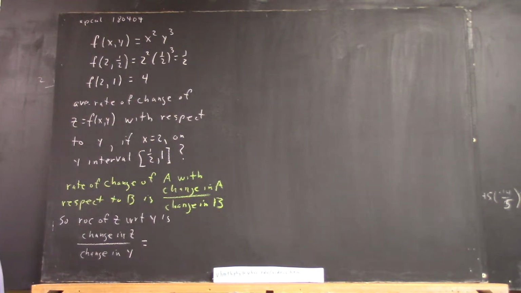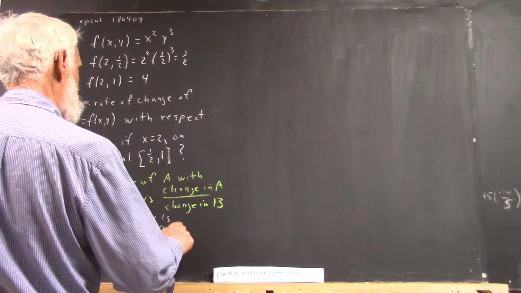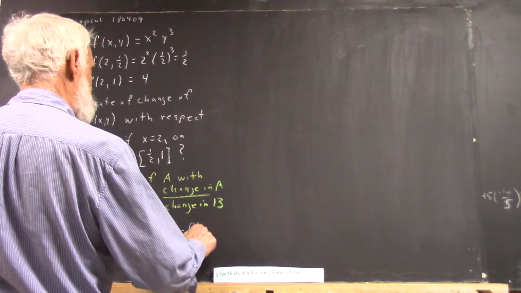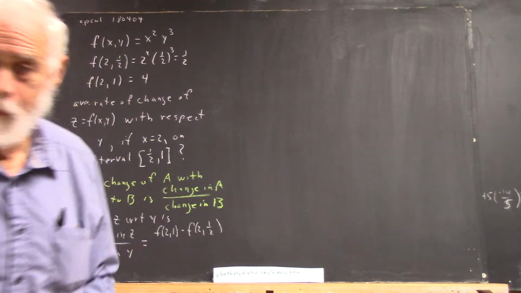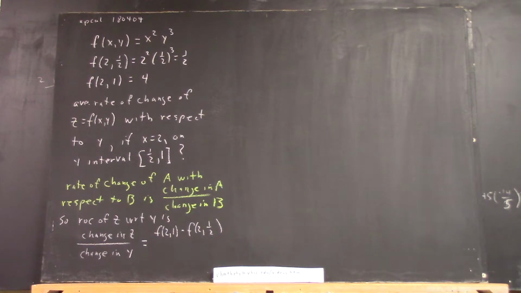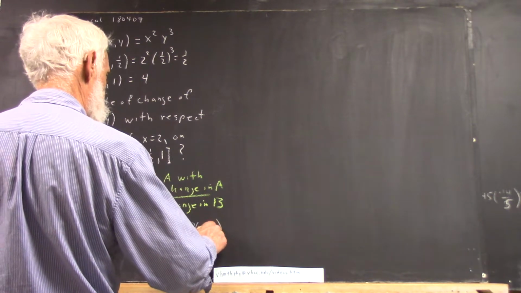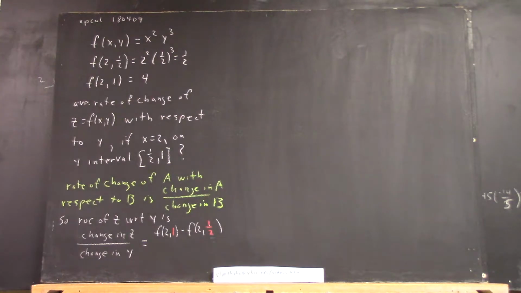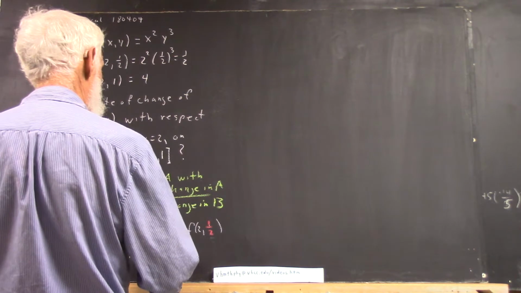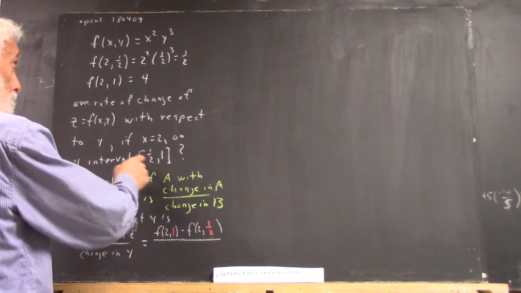Okay? And we could write that as f of 2, 1 minus f of 2, 1/2. And where my red chalk is, I'll emphasize that the 1 and the 1/2 are the important numbers here. I mean, it's important that the value of x remain constant, right? Okay? And that's divided by the change in y, which is just 1 minus 1/2.